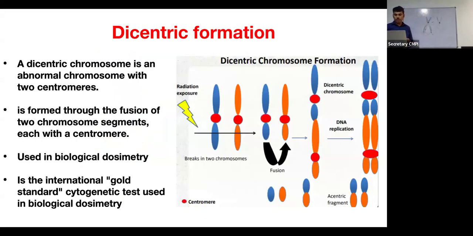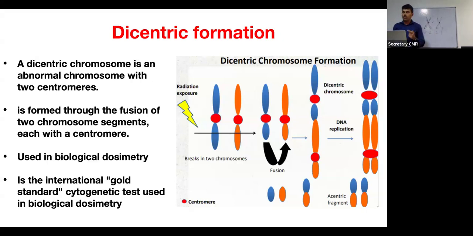Dicentric formation is one of the important chromosome damages. Here, near this centromere, some part of the chromatids is deleted. There is another one here also. This part is again getting deleted. Now, while trying to repair, the cell ends up with something like this getting repaired here and this getting joined here. Now the chromosome will have two centromeres in a single chromosome. That is called a dicentric formation. Two centromeres in a single chromosome.